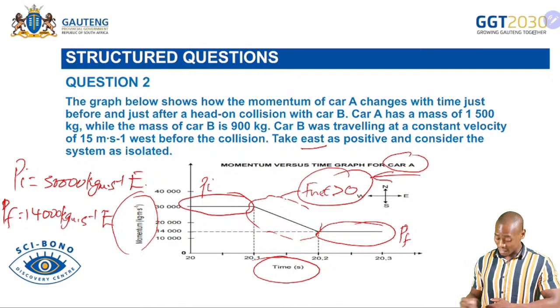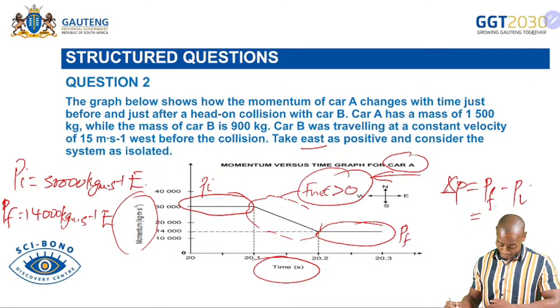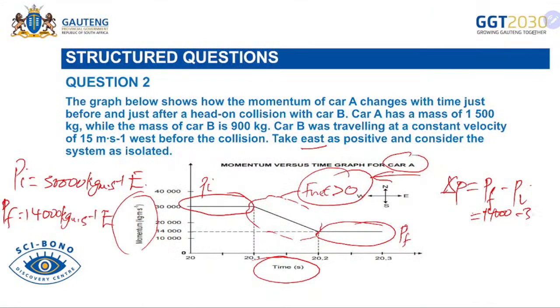From this information, we can even calculate the change in momentum of the car, which will be final momentum minus the initial momentum. Our final momentum is 14,000, minus the initial momentum, 30,000. Then we can get our answer: 14,000 minus 30,000, which will be 16,000 kilograms meters per second.